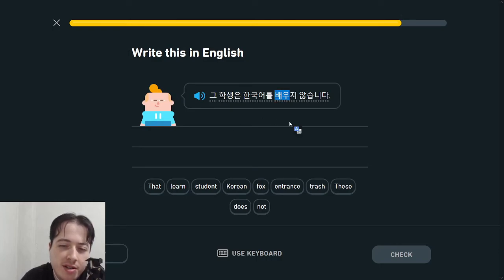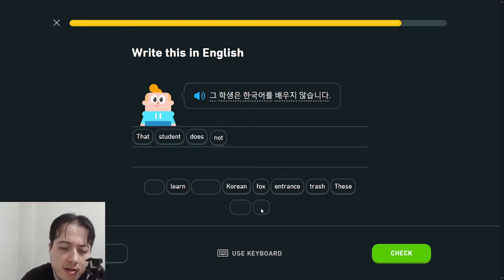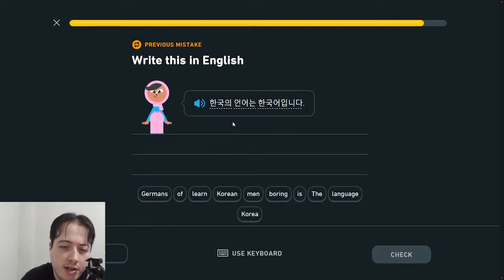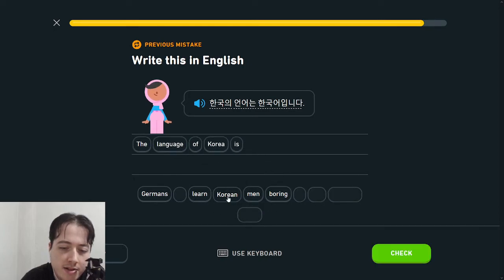그 학생은 한국어를 배우지 않습니다. 배우지, learn. Not learn. That student does not learn Korean. Korea's language is Korean. The language of Korea is Korean.